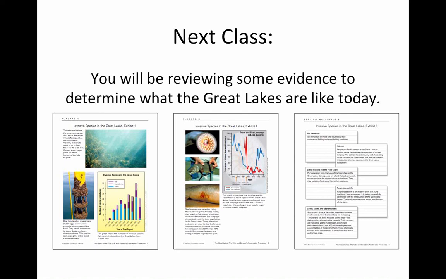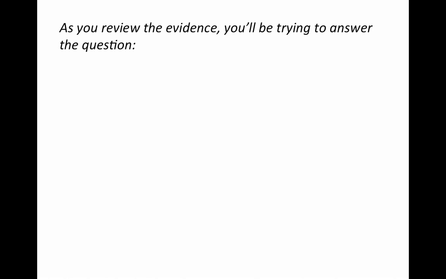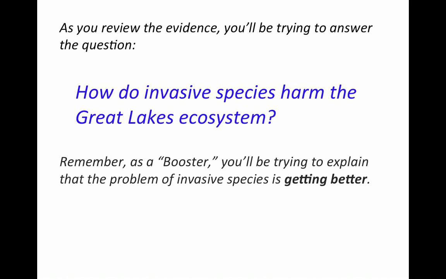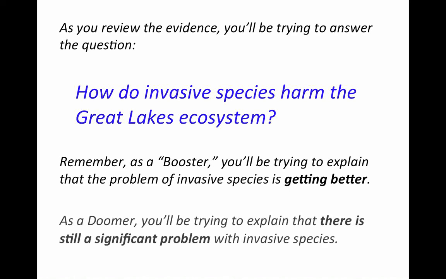Each one has a lot of information about invasive species in the Great Lakes. As you review the evidence, you'll be trying to answer the question, how do invasive species harm the Great Lakes ecosystem? Remember, as a booster, you'll be trying to explain that the problem of invasive species is getting better. As a doomer, you'll be trying to explain that there is still a significant problem with invasive species. You'll be using this information when you do your debate next week.